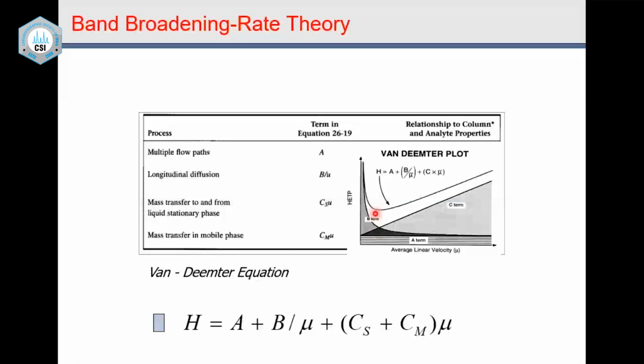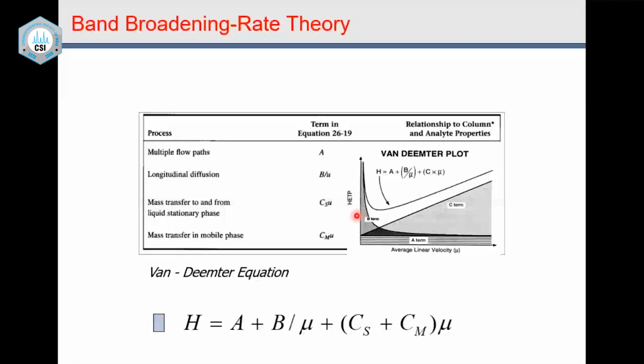So generally when we do any experiment, we try to find out what the linear velocity is at which H is small. That will tell us that this is a better linear velocity at which H is small, and we try to use that as the linear velocity.